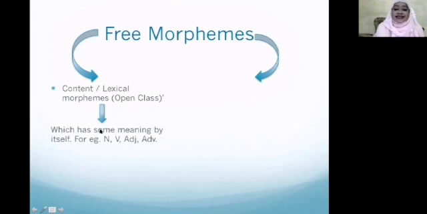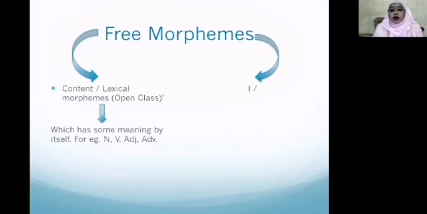These are called lexical morphemes, or we also call it content morpheme, because it has some content, it has some lexical aspect, it carries some meaning. Noun, verb, adjective, and adverb. These words alone carry some meaning. Okay, it has some sense. So we call it content morpheme or lexical morpheme.